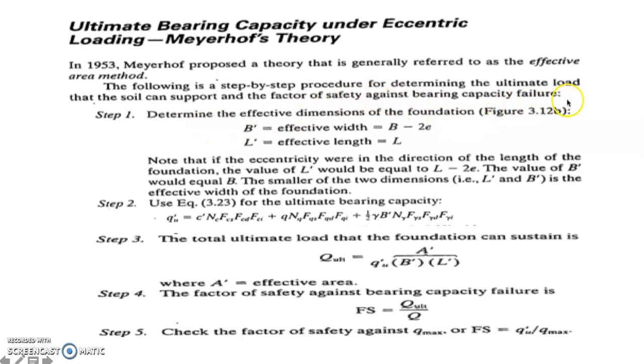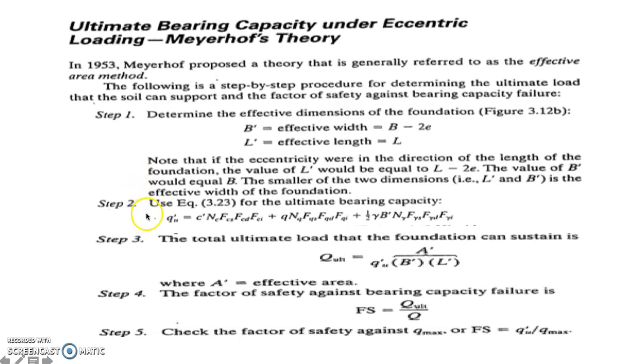So you have a procedure for determining the ultimate load that the soil can support and the factor of safety against bearing capacity failure. So if you're going to observe here, for step 1, you have to determine the effective dimension of the foundation. So effective dimension, we are referring to the effective width and effective length. So we want to use this equation that the effective width B prime is equal to B minus 2e, and L prime, which is the effective length, is equal to L. You're going to make use of this if the eccentricity is in the direction of the width of the foundation. However, if the eccentricity is in the direction of the length of the foundation, you're going to make use that L prime, which is the effective length, is equal to L minus 2e. And the value for B prime is equal to B.